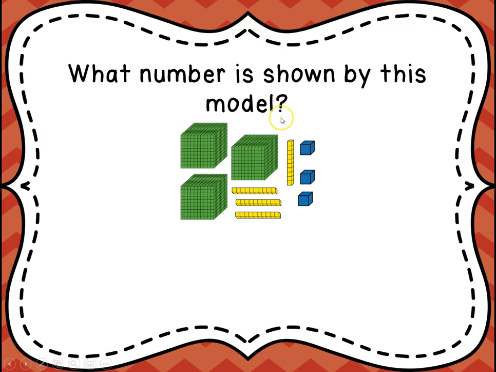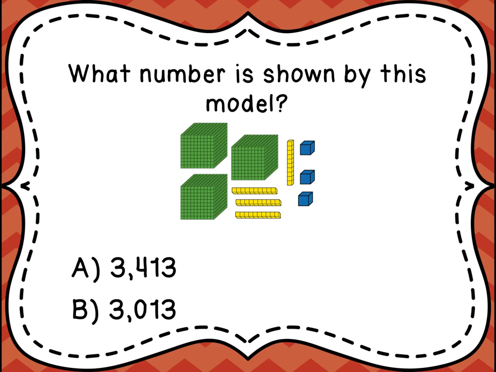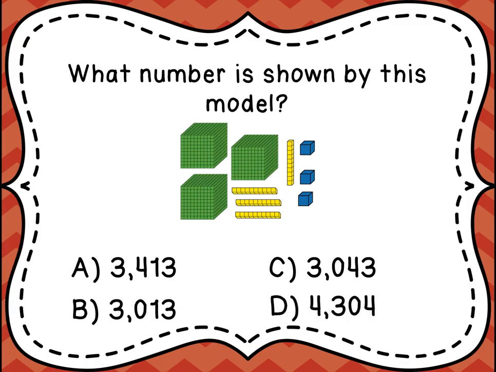What number is shown by this model? Is it A, 3,413? Is it B, 3,013? Is it C, 3,043? Or is it D, 4,304? So take a moment and count those up, see how many are in each place, and then you can guess the answer.